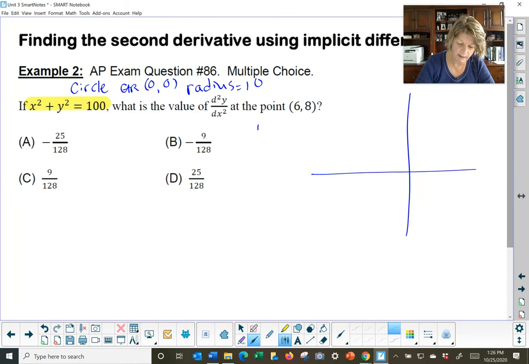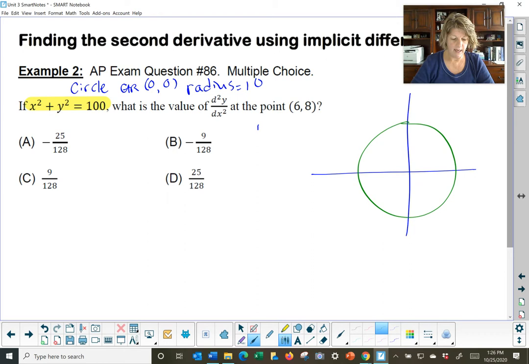Okay, so let's just say we have this circle, and then they want us to look at the point 6, 8. Let's say it's right there. So I'm going to get the first derivative, and it should have a negative slope. And then I want to go into the second derivative. Yeah, this one's asking for the second derivative. I'm like, where did it say second derivative? Right there, right? That is the notation for second derivative.